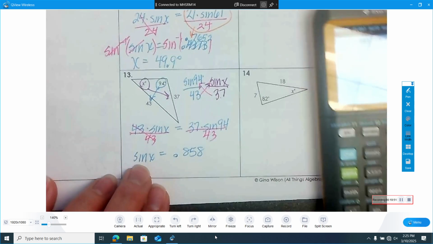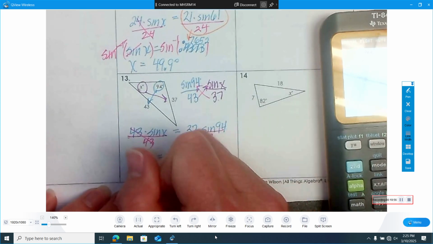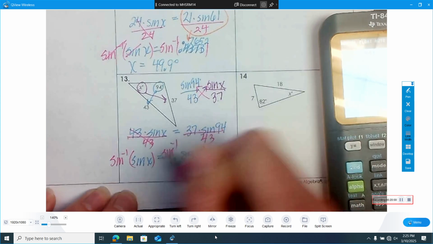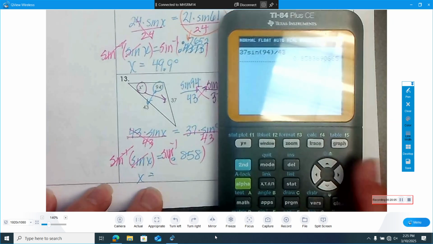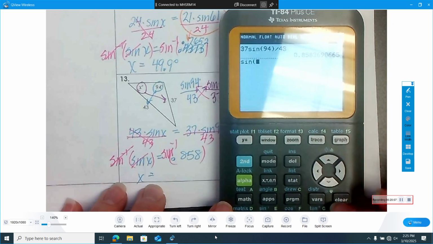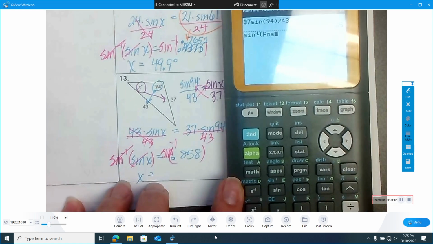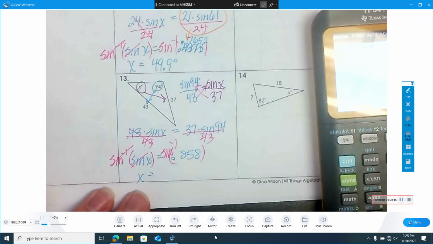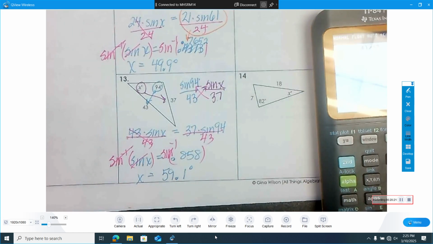And then how do you get x all by itself? Sine inverse of both sides. Sine inverse and sine undo one another. And in our calculators, we can do sine inverse, and then second answer, and that'll use the previous answer. 59.1 is great. 59.1 degrees. Ladies and gentlemen, do you have any questions for me?